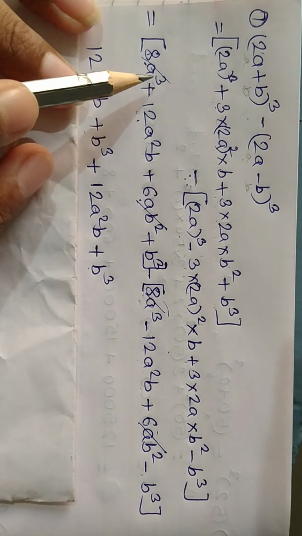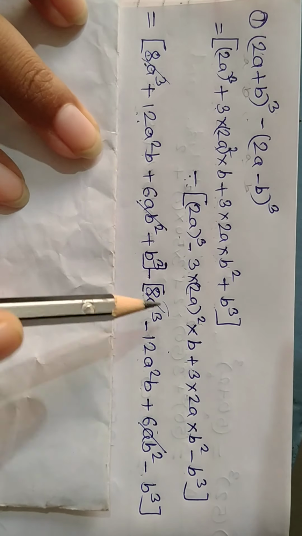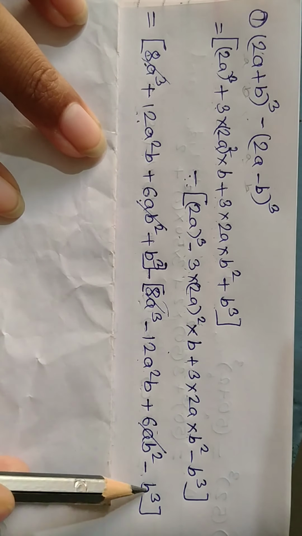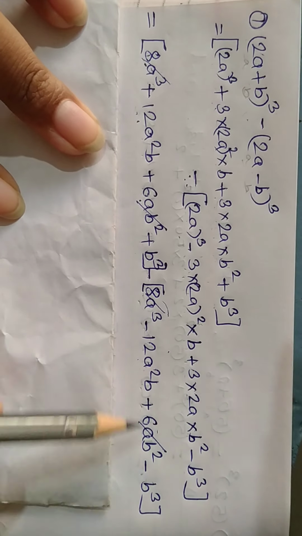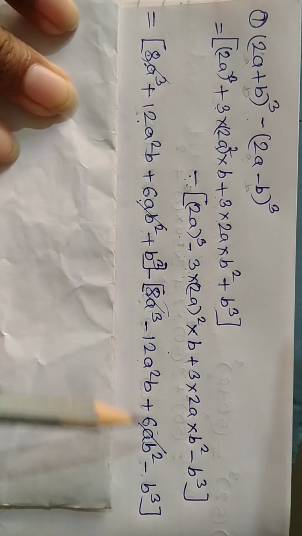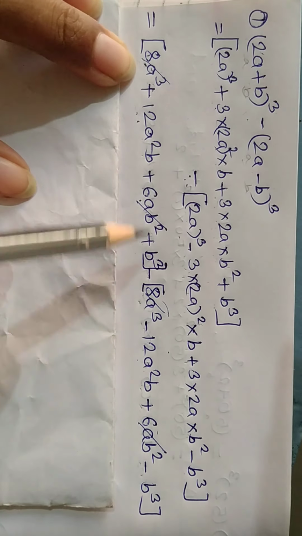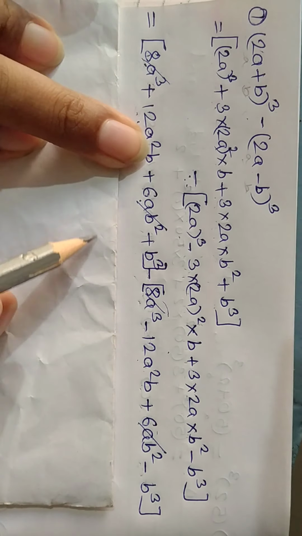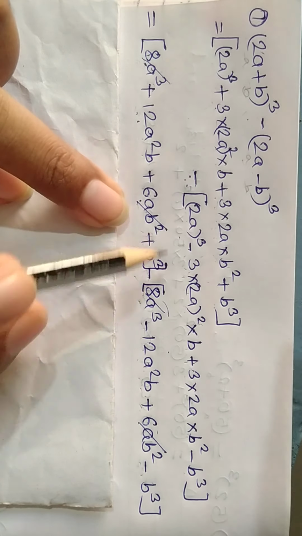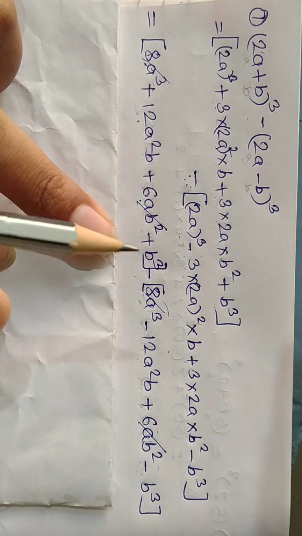Now see, in this there is a minus sign between the two brackets. So if we open this bracket, these signs will get changed. This minus will be plus, plus will be minus, and minus will be plus. That means now here in the bracket we will solve this. 8a cube, in this bracket also 8a cube is there. That means they will get cancelled. Plus 12a square b, here minus 12a square b is there, it will remain as it is. 6ab square cancels. B cube plus minus b cube, it will be as it is.